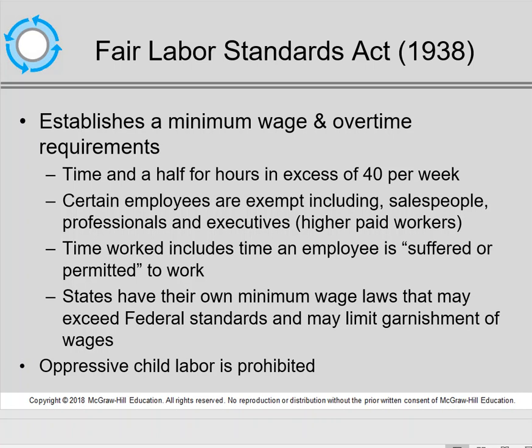By the way, states have higher minimum wages. So for instance, in California, as of 2020, the minimum wage is $13 for employers with 26 or more employees and $12 for employers with 25 or less employees.